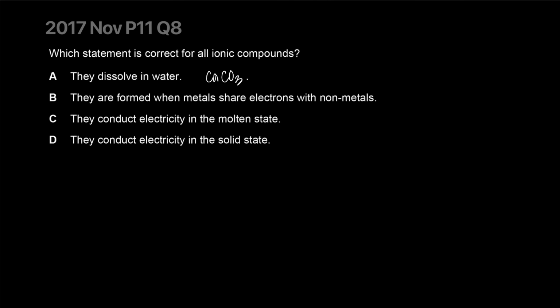They are formed when metals share electrons with non-metals. It's not sharing, otherwise they're covalent, right? It's actually that they donate. Ionic is one way, covalent is sharing. So metals will give their electrons to non-metals.